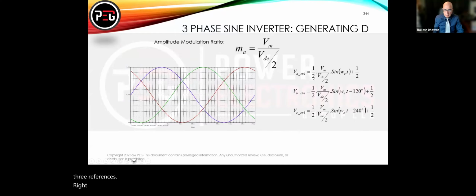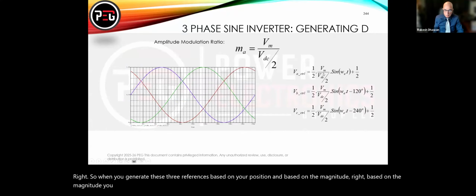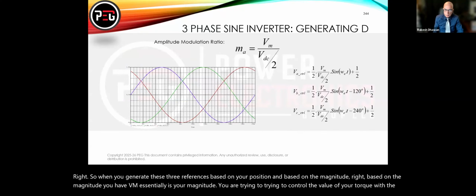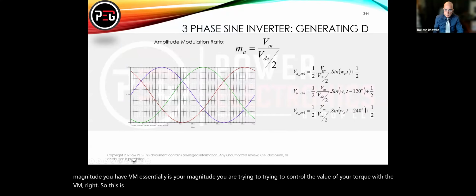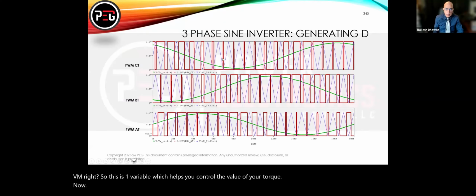So when you generate these three references based on your position and based on the magnitude, VM essentially is your magnitude. You are trying to control the value of your torque with the VM, right? So this is one variable which helps you control the value of your torque. Now, what you can do is you can now compare these references against the ramp, up and down ramp.